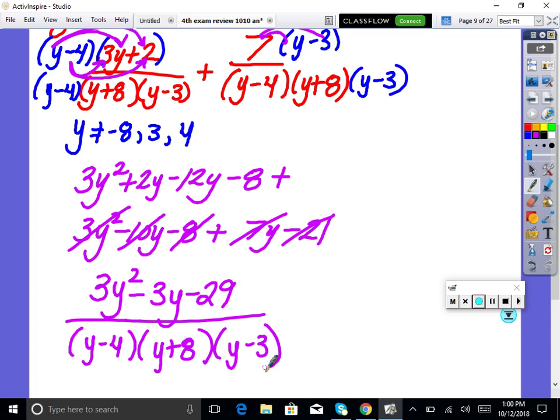Now, we've got to be really careful. We need to check to see if this quadratic on top factors. There's not a greatest common factor, but let's see if there is an overall factor, meaning what multiplies to be a times c. So negative 29 times 3 multiplies to be negative 87 and adds up to be negative 3.